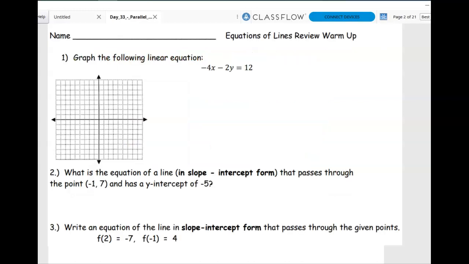So let's start with the warm-up. If you missed today's class, you should try to do it. Pause the video and then go over the warm-up. So we started out by graphing the following linear equation. So I'm going to start by putting it into slope-intercept form.